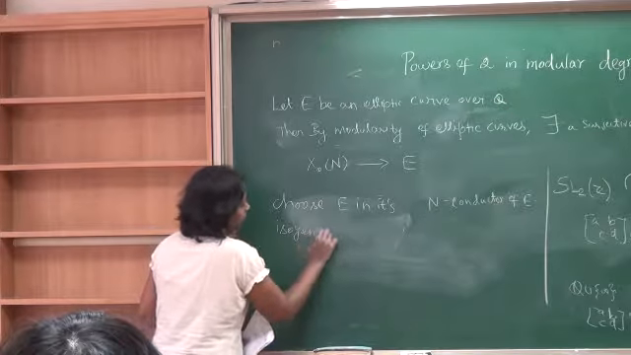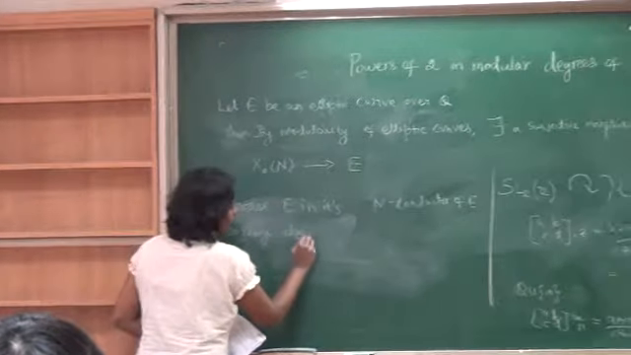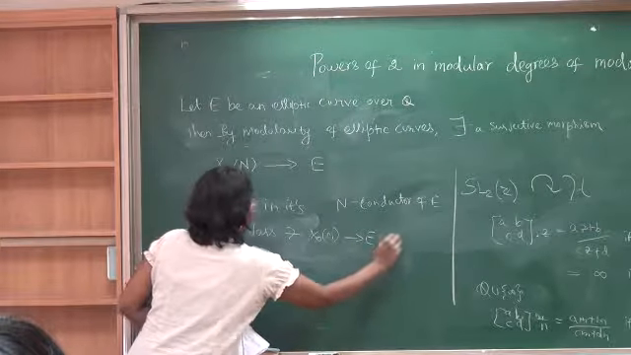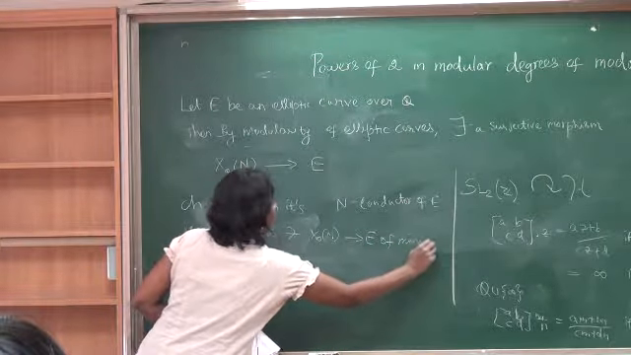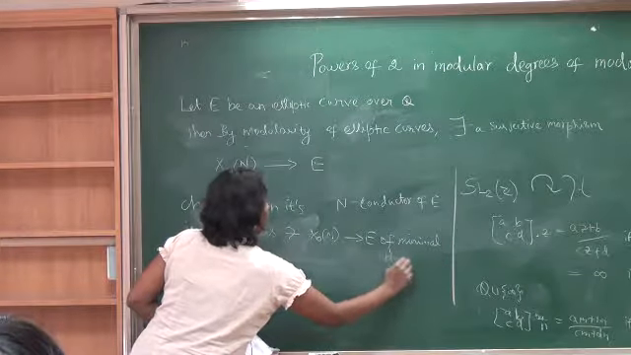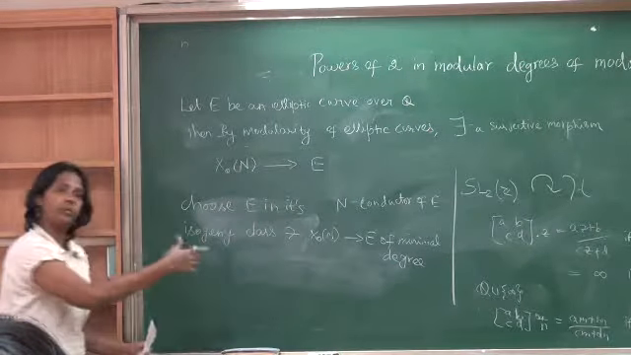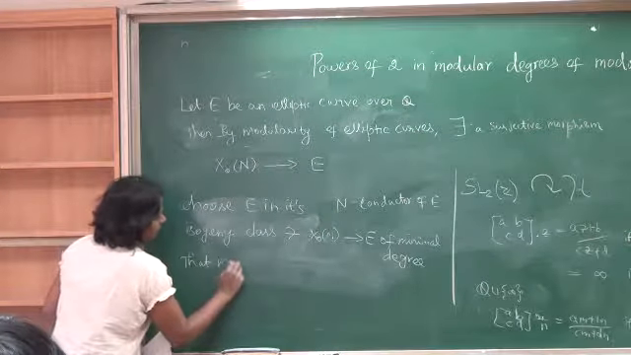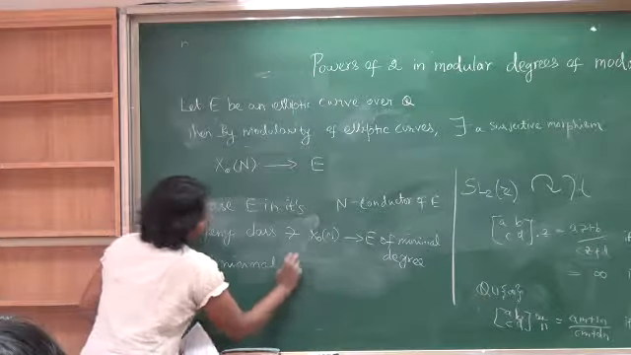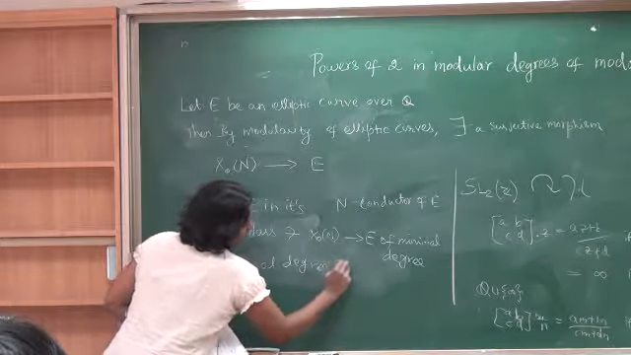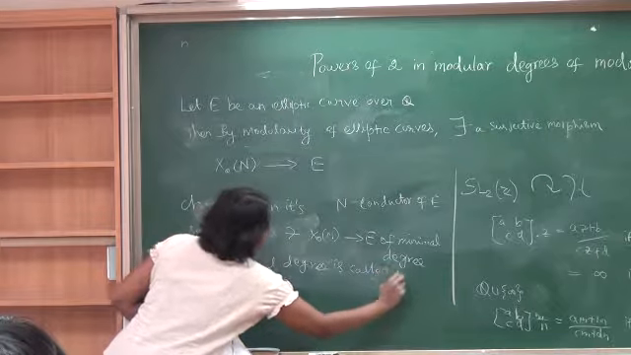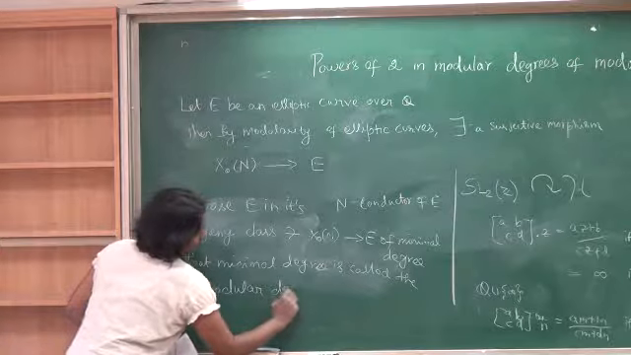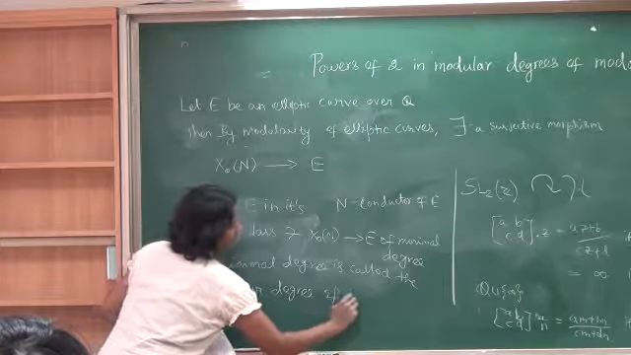In the isogeny class, choose E such that the degree is minimal. So it won't factor through any other elliptic curve. That minimal degree is called the modular degree of E.